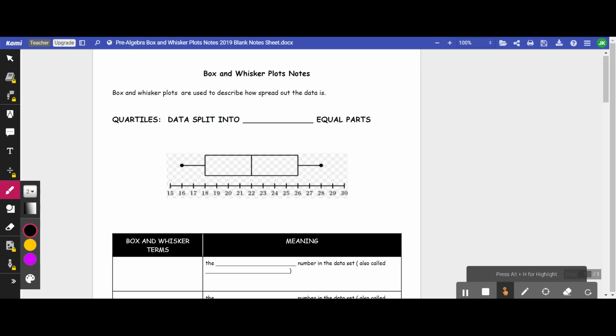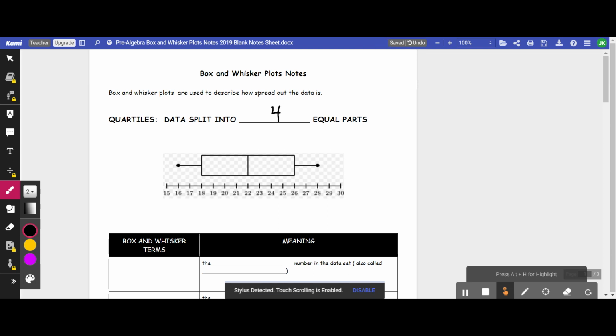And these, remember, tell you how spread out your data is. This is always going to be split into 4 equal parts. Remember, each section of your box and whisker plot, since you're splitting your data into 4 equal parts, will represent 25% of your data, which means from the whisker here to the start of the box will represent 25% of your data.